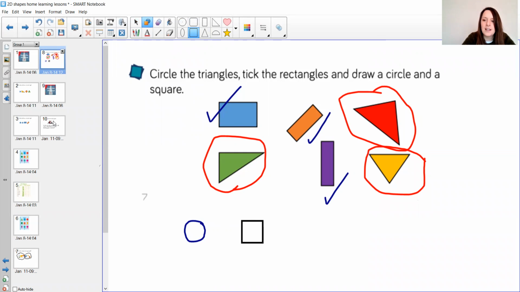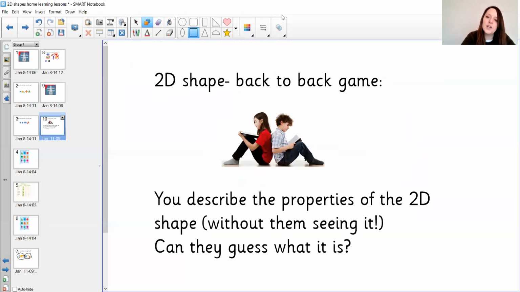The next thing we're going to do is think about the game we're going to play today. Our 2D shape game is a back-to-back game. Earlier, if you haven't already, hopefully you have made your shapes. So you should have shapes like this that you can use. I have got a pentagon, a triangle, a hexagon, a circle, an octagon, which has lots of sides and corners, a rectangle, and a square.